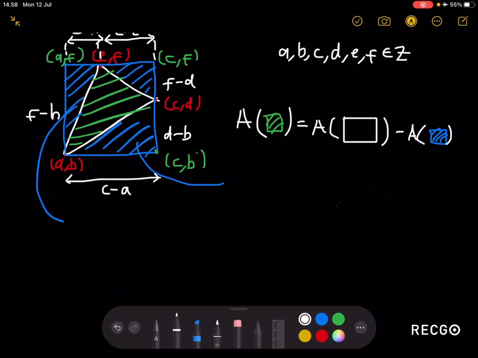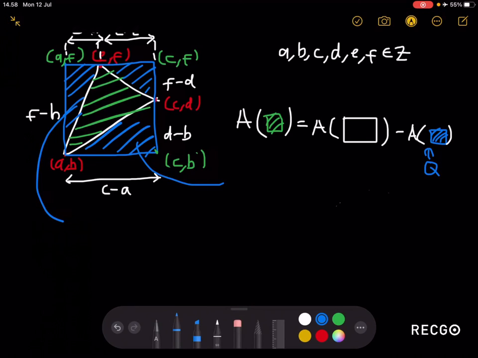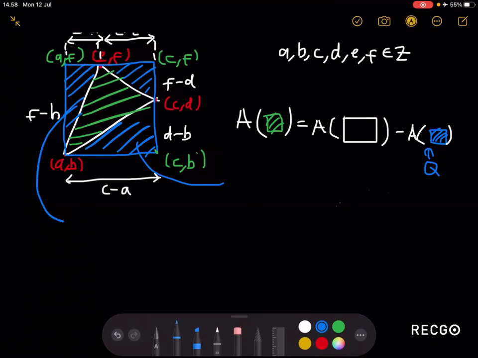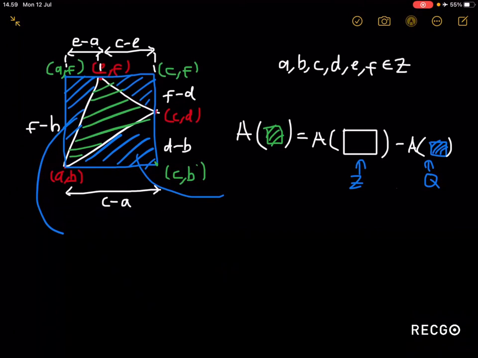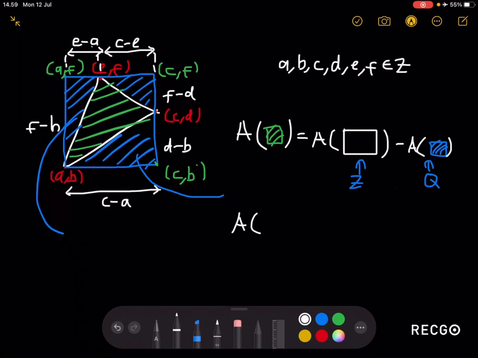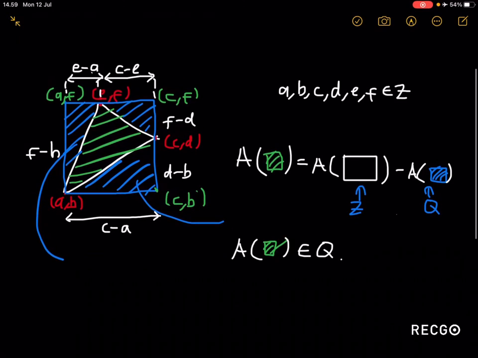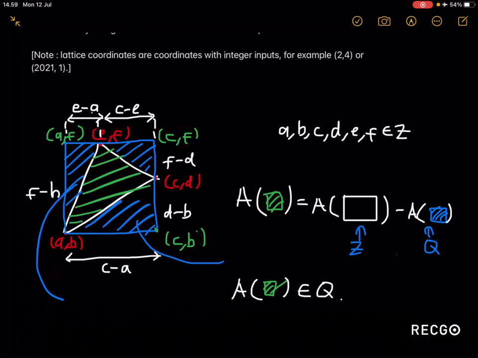What we can conclude here is that the sum of the blue areas must be rational. It then reduces to calculating the area of the larger rectangle. Notice that it will be c minus a, which I would just take to be the length, and f minus h as our breadth. Both of these terms are integers, and so the area of the rectangle is an integer. What that tells us is that the area of the green triangle is actually rational. And so we've covered our case for an acute triangle.